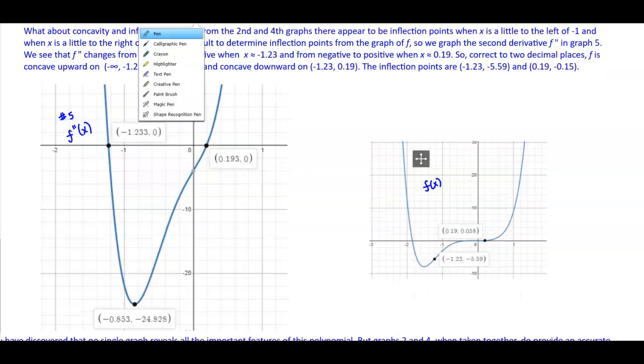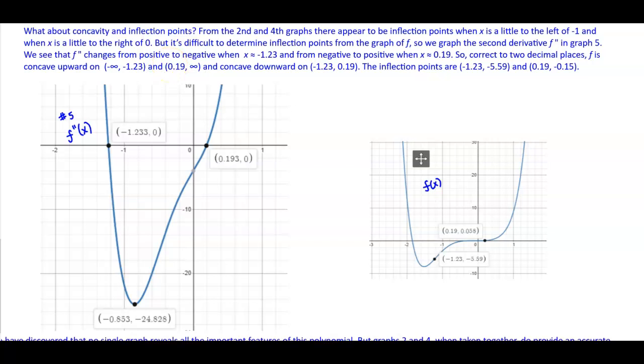Okay, so the next thing we need to determine is what's happening from the derivative where it's changing from positive to negative. If you take a look at where x is equal to negative 1.233, here it is positive, and then it's turning to negative below that point. So there it's negative. And we can also see that it's going from negative to positive.